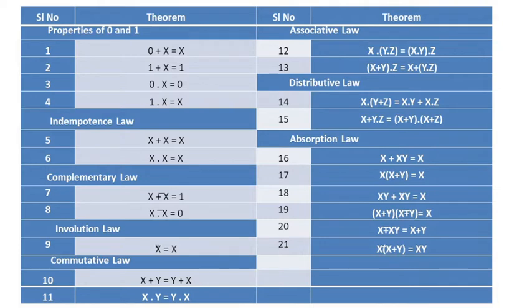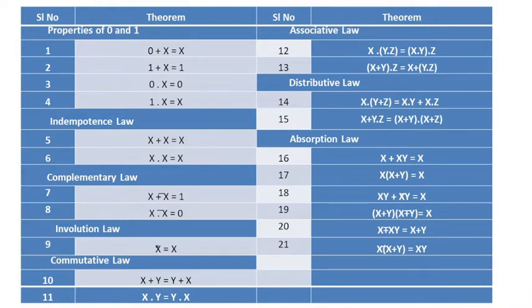0 plus x is equal to x. 1 plus x is equal to 1. 0 dot x is equal to 0. 1 dot x is equal to x. Next, independence law. x plus x is equal to x. x dot x is equal to x.